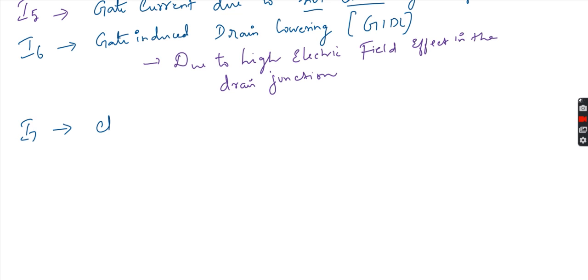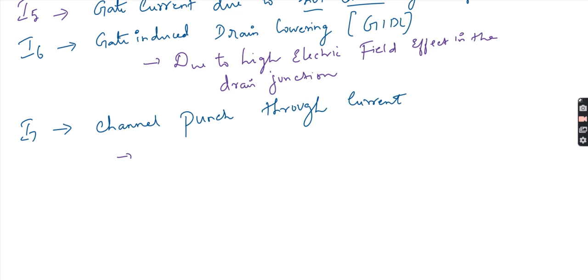Now the last is I7. What's I7? I7 is nothing but it's a channel punch through. We might have studied some of the parameters already in the short channel effects. Okay, when the channel becomes very short, what will happen? That is in general we have studied. But here we are going to study with respect to the deep submicron devices.